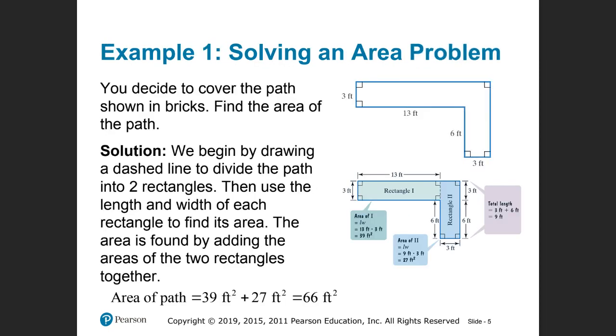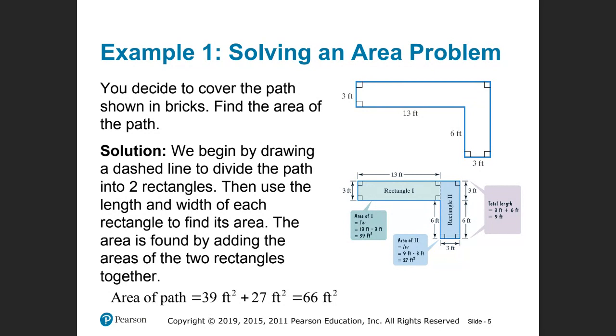Example 1, solving an area problem. You decide to cover the path shown in bricks. Find the area of the path. This is probably an everyday experience, because usually what you're trying to find is not a perfect rectangle or perfect square. So first, we begin by drawing a dashed line to divide the path into two rectangles. They have drawn it one way on this diagram, but you can draw it the other way too. It doesn't matter. You just want to get two rectangles. Then use the length and width of each rectangle to find its area. The area is found by adding the areas of the two rectangles together.